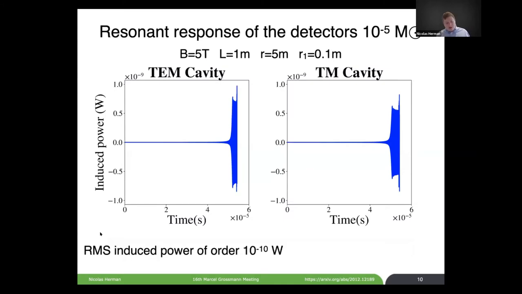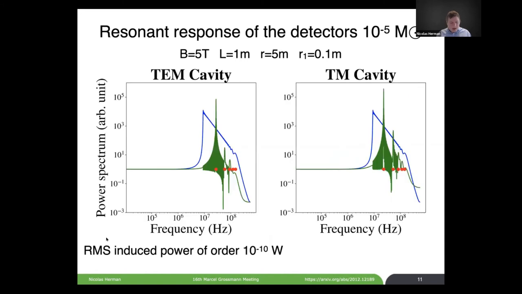So here are the results for the TM cavity and the TE cavity. And in both cases, the induced power reached the order of magnitude value of 10 to the minus 10 watts. And if we look at the frequency response, we can see that we have the same frequency content in the response of the detector, but there are some peaks here that correspond to the resonant frequencies of our cavity.